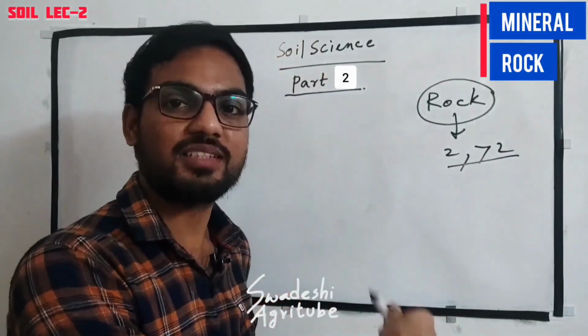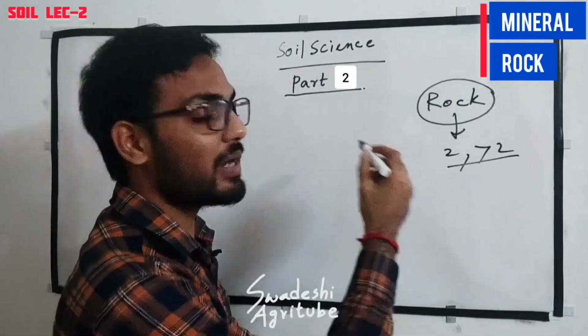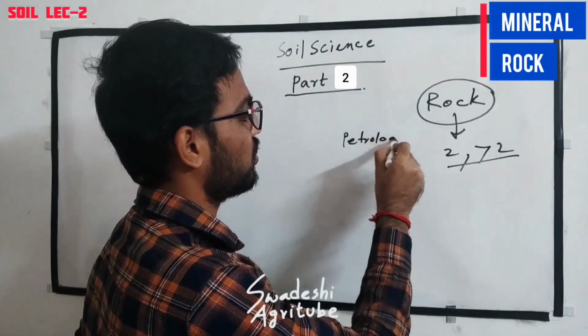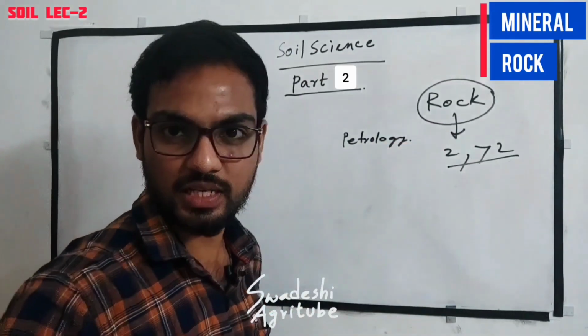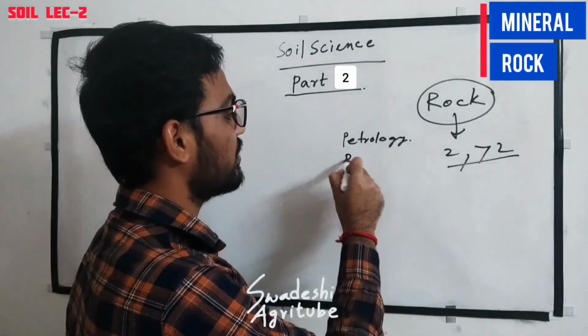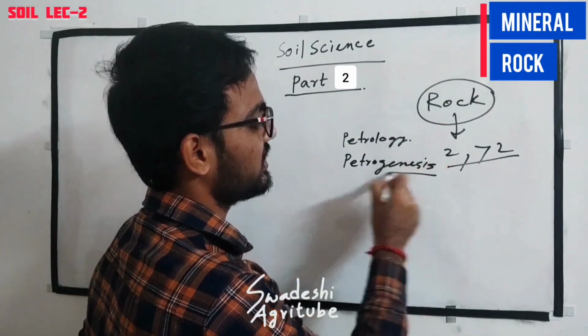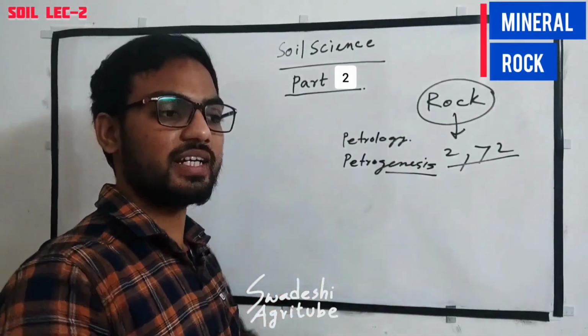In this video I am going to talk about the rock. That means I am studying rock, right? The study of rock is called petrology. Now if I look up the origin of a rock, it will be called petrogenesis. Genesis means the origin. That means when we study the origin of the rock, it is called petrogenesis.